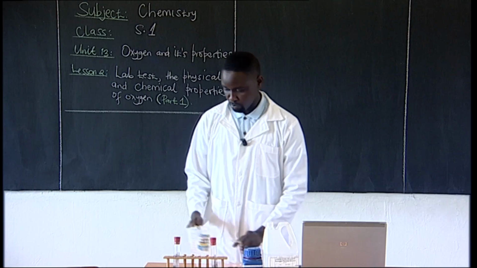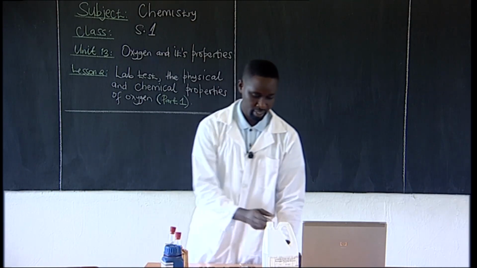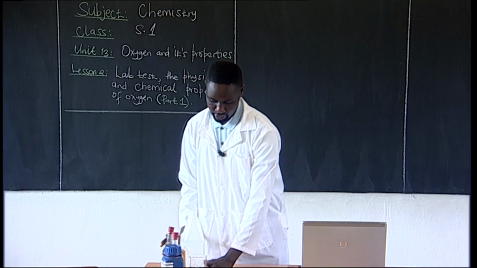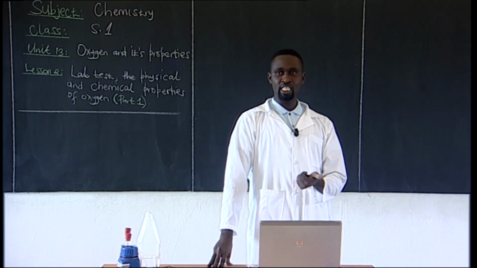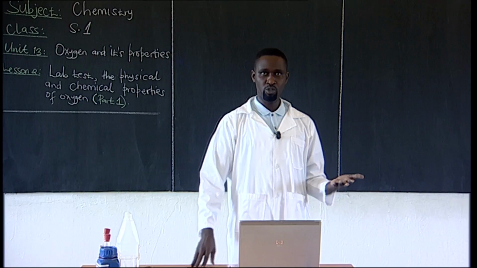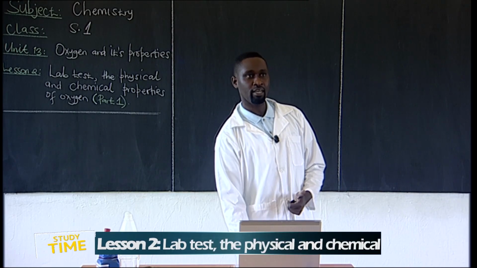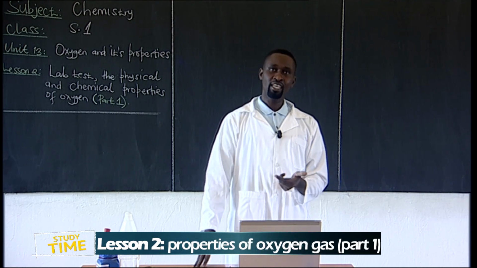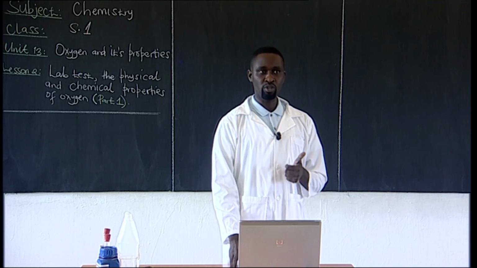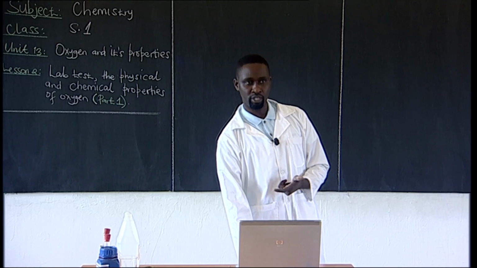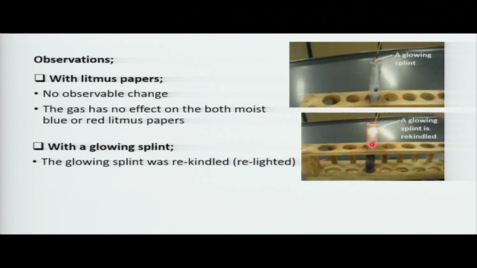So now let's put this to a side and write what we have observed. So what did we see on the litmus papers? There was no observable change. Take a close look at the slide here. There was no observable change, meaning that the gas had no effect on both blue and red wet litmus papers. But with the glowing splint, it was rekindled. If you missed observing clearly, this is the illustration here. Bring your glowing splint, part of which is burning off, and put it in a container having oxygen, and it will be rekindled.